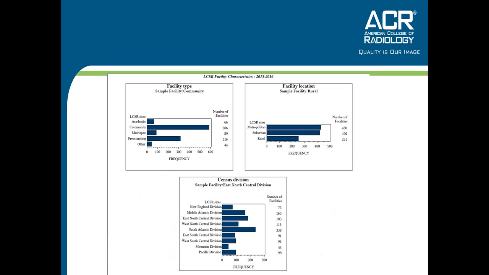This is the frequency distribution of the facility characteristics. Our fictitious Sample Facility is a community-based hospital located in the rural region, and it is present in the East North Central Division. And we can see from this graph that we have a good mix of facilities from the metropolitan region, from the suburban and the rural region. And your facility name will appear here, and your facility type will appear here in your facility's report.